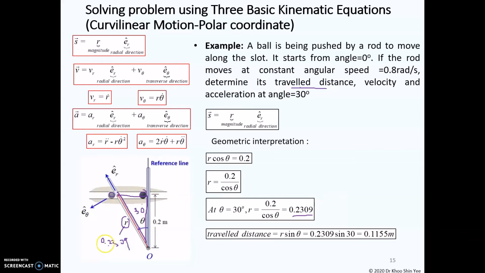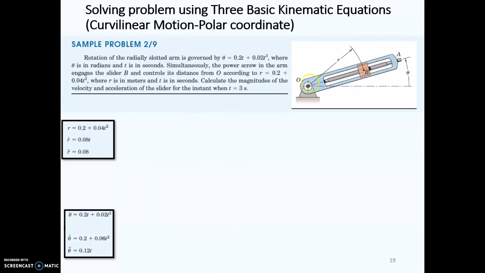So by taking 0.2309 sine angle, you obtain the travel distance. So when you compute, this distance is equal to this answer. Let's try with more example here. You have a mass B which can slide in the OA arm here. The angle is counted from here, where the function is given by this formula.